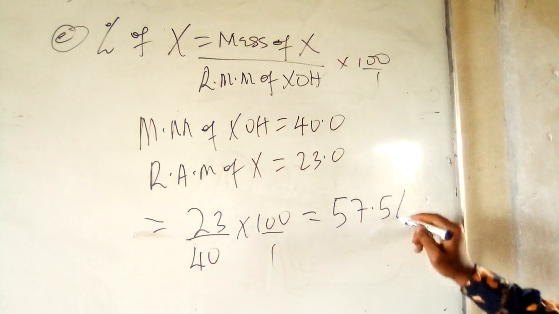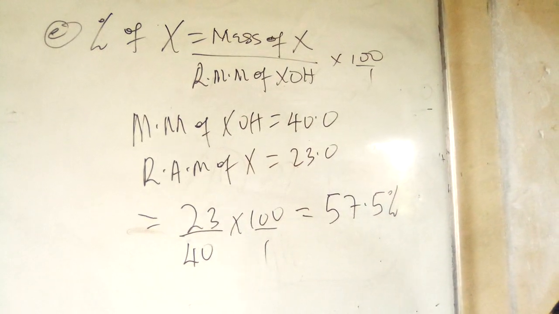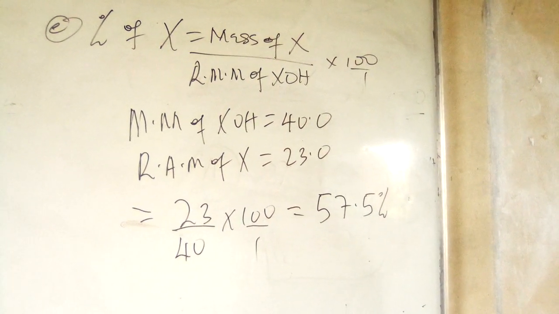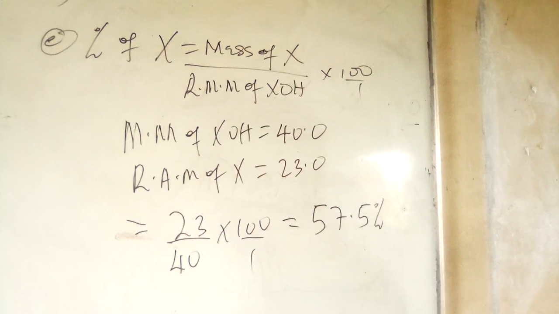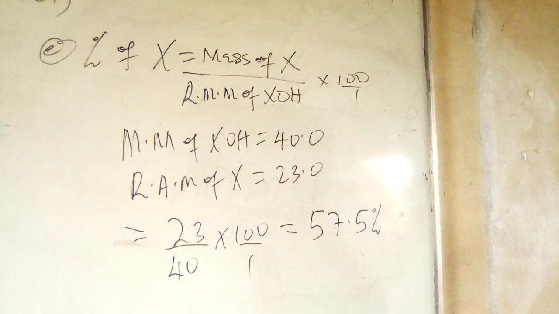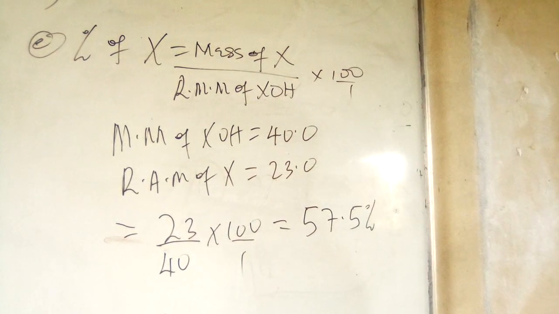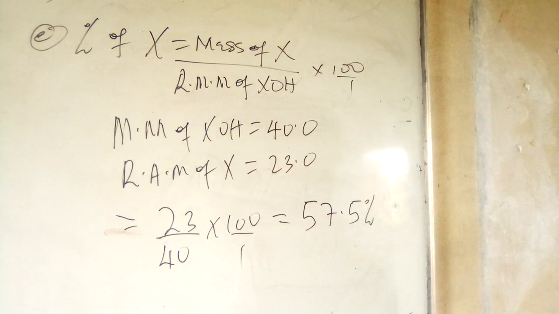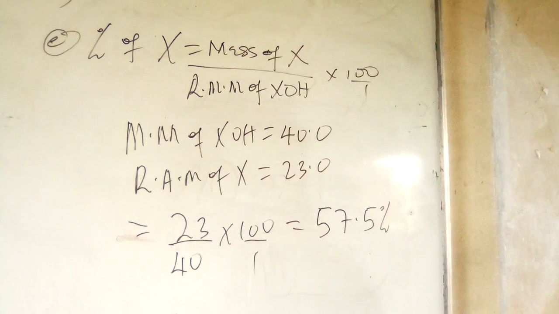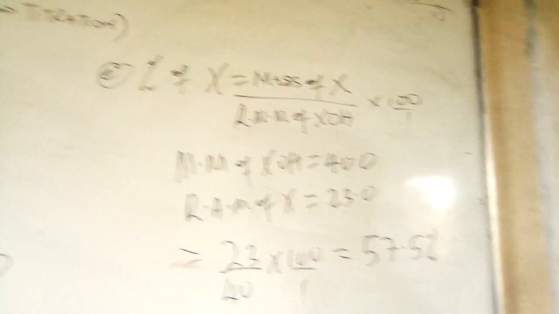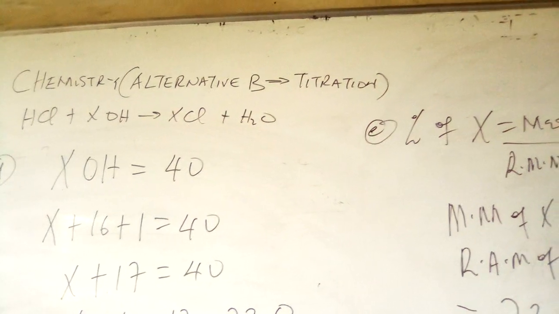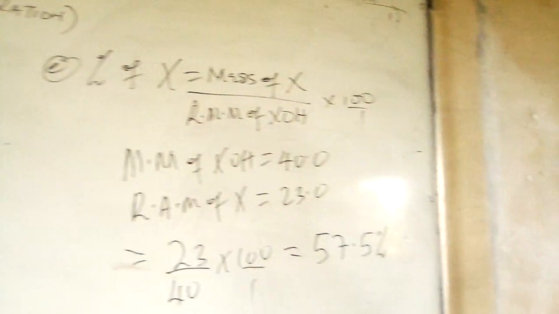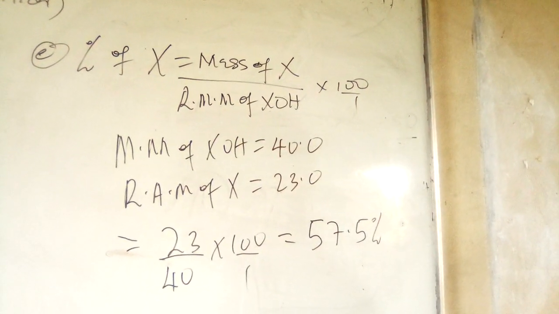7.5%. So this is the percentage of S in SOH. So please remain focused. Let's go to the next question, because you know that in a chemistry examination, these titration questions can be twisted. So next question, we're going to look at the same specimen. We're going to look at how to calculate percentage impurity and percentage purity.